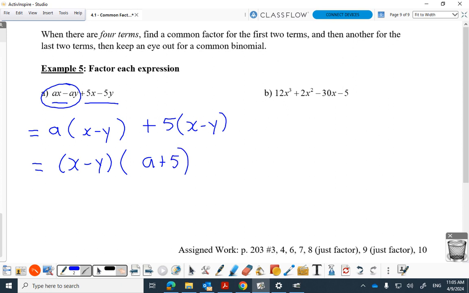Let's try it again on a really ridiculous one. I really went nuts here. I like the double underline move here. I used a curly underline for the first 2 and a straight underline for the second 2. And now here I go. What divides into both 12 and into 2? 2. How many x's can I take? There's x cubed and x squared. I can take degree 2 out of there. This one's degree 3, this one's degree 2. I can take 2 of those.